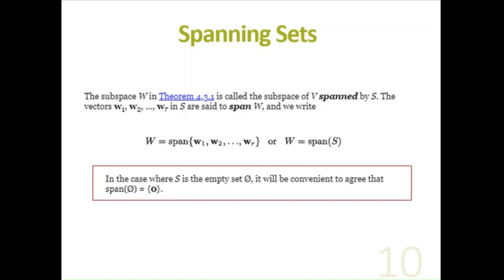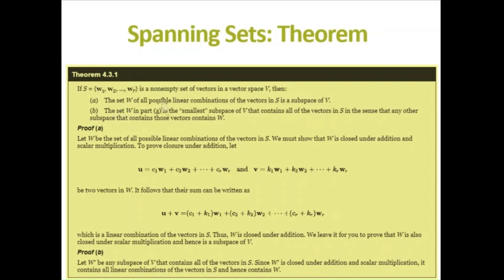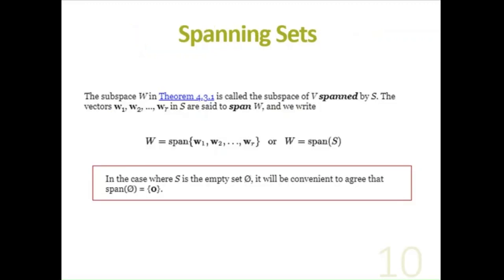So remember this terminology here. W equals the span of S. And what is W? W is the set of all possible linear combinations of the vectors in S, and it's a subspace of V. Okay, so W is a space in a space, so W is in V, and W is the set of all linear combinations of S, so we would say that it is spanned by S. Those vectors in S are said to span W, and we write it like this: W equals the span of S.